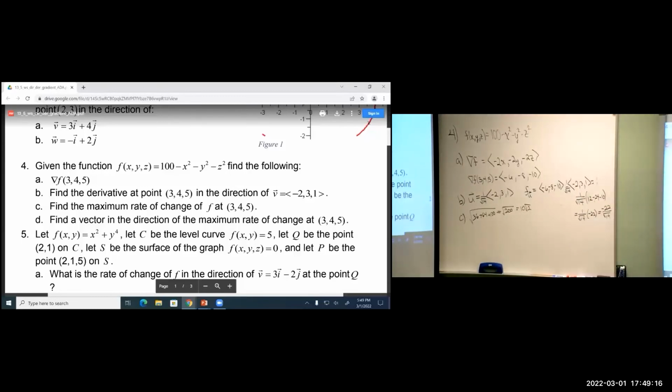Remember, the gradient is that powerful. It gives us all this stuff. A vector in the direction of maximum rate of change. I'll give you a hint. We already have one on the board. What's a vector on there that would point in the direction of maximum rate of change? Think about what just gave us the maximum rate of change. Gradient. It's just this. It's just minus 6, minus 8, minus 10.